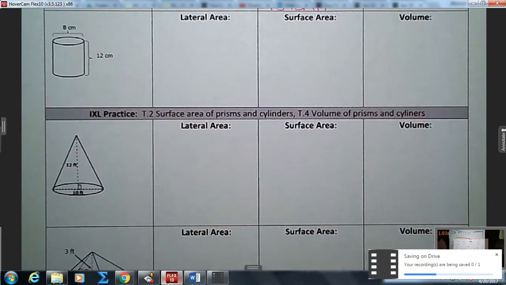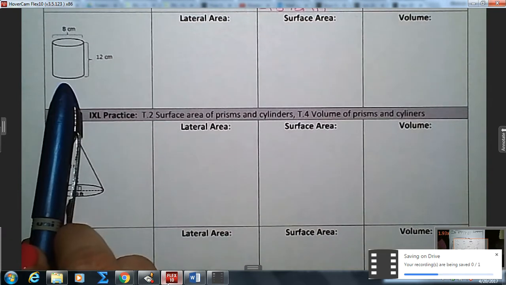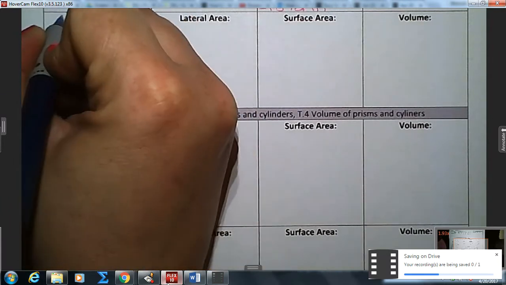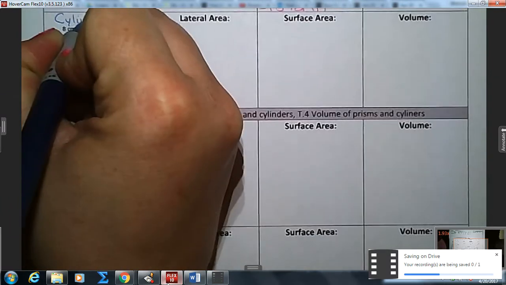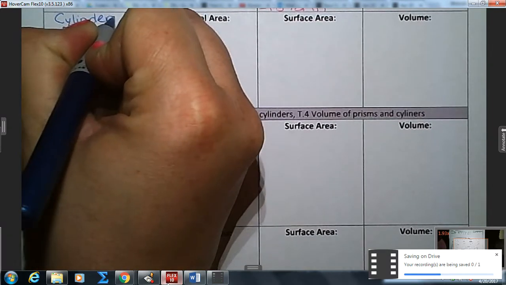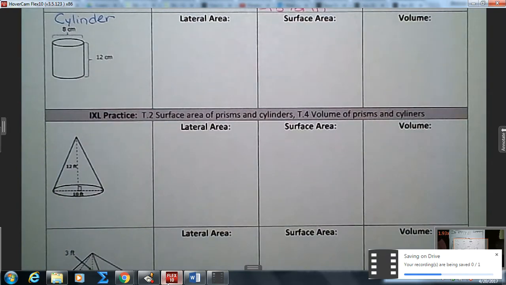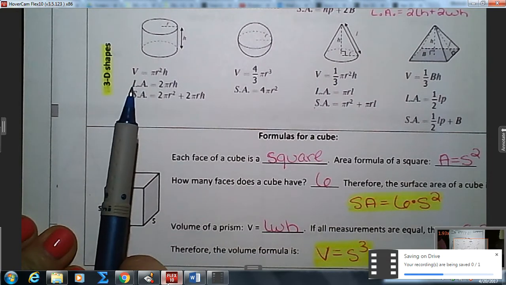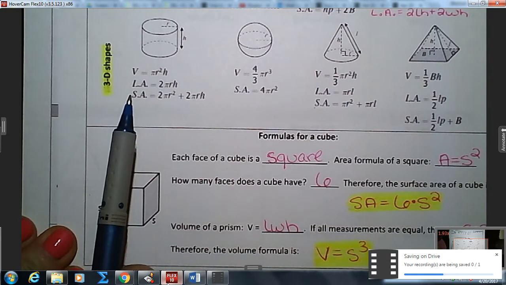Hello students! In this video we'll be finding the lateral area, surface area, and volume of this cylinder. This is called a cylinder. Alright, on my formula sheet I've been given all three of these formulas: volume, lateral area, and surface area.